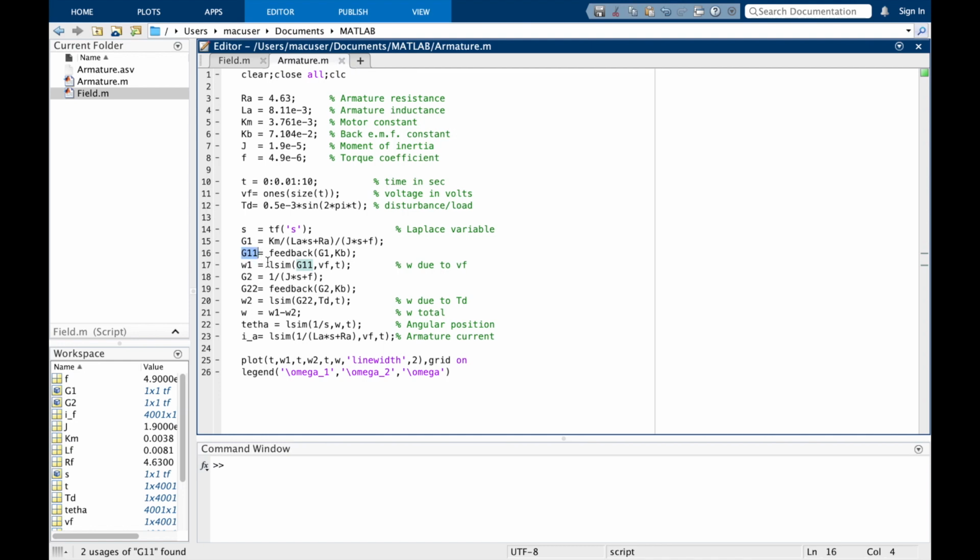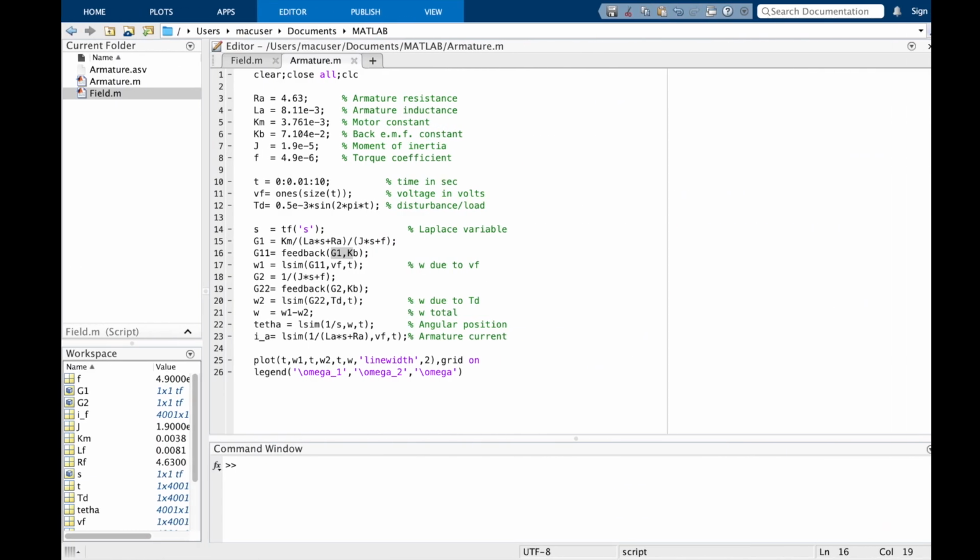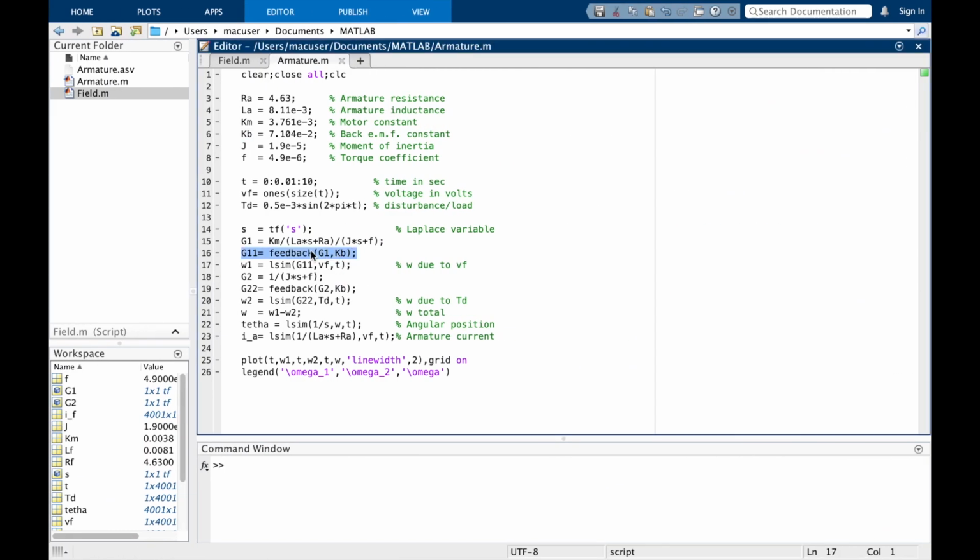Thus what we do is I'm declaring G11. G11 is feedback of G1 comma KB. So this is obtained by G1, and then there is a feedback, and the transfer function on the feedback is KB, so I put KB here. G11 is the transfer function we will use for the linear simulation. So omega 1 is lsim, linear simulation. The transfer function is G11. Be careful, this is not G1. The input is VF, and this one is t.